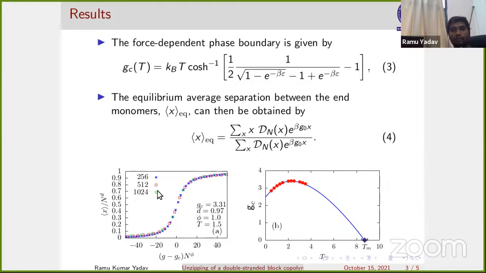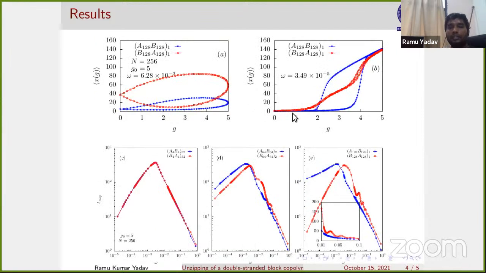Here we have the force versus extension plot, and a nice data collapse is observed for a critical value GC. We do it at 4 different temperatures, and then we plot this GC from an analytically obtained result using generating function techniques. So we see that GC obtained from this equation exactly matches the GC observed from these equations. Now we come to the dynamical part.